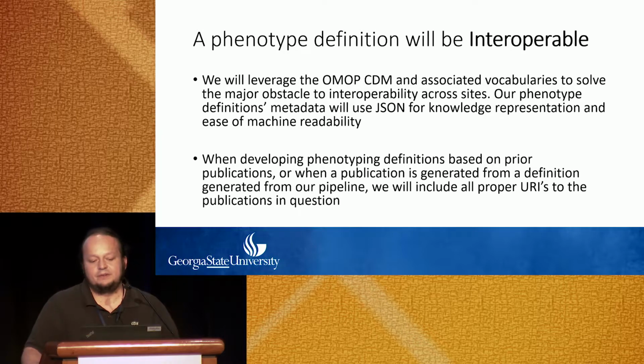The definition should be interoperable, in the sense that we'll leverage the CDM and all the vocabularies to solve the obstacle of interoperability across sites. That's one of the biggest key issues with phenotyping algorithms that don't port anywhere. Our definitions will use JSON for knowledge representation and machine readability, so that way you have standard identifiers and standard fields that you can read anywhere. So the APHRODITE definitions work with the phenotype gold standard library, for example.